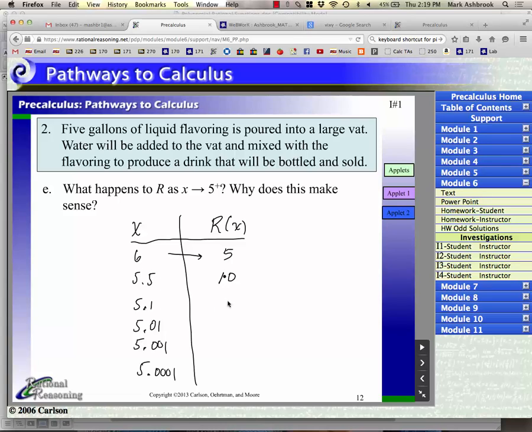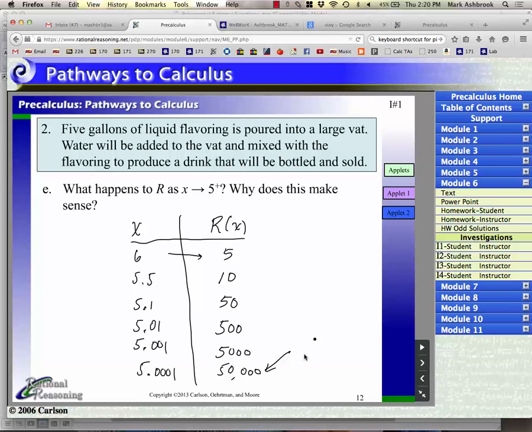What about 5.1? 50. 5.01. 500. I see a pattern. 5,000. 50,000.